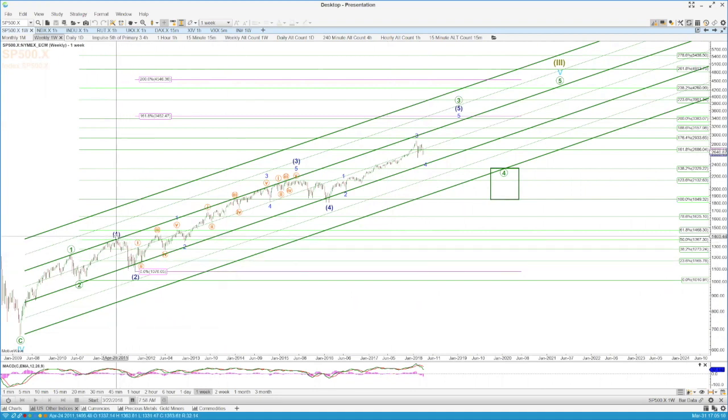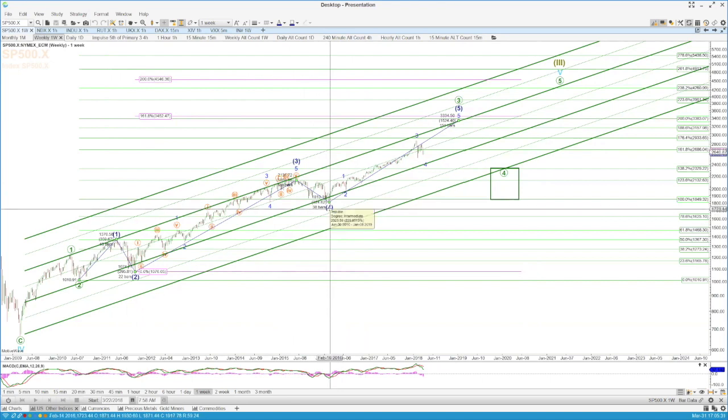So if I come down 1 degree, I think of that 3, which in itself needs to divide into 5 waves at intermediate degree, we have waves 1, 2, 3 into the May 2015 high, and ABC back for the 4 into the February 2016 low. So there's the 4 at intermediate degree.